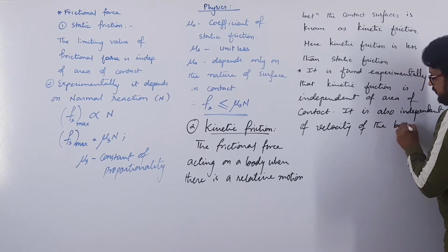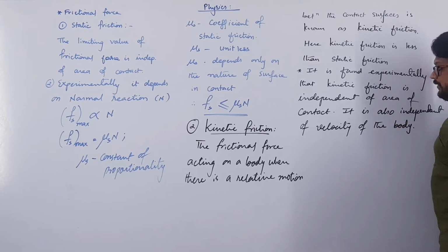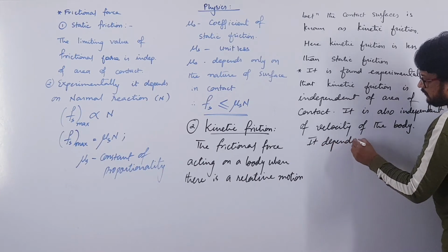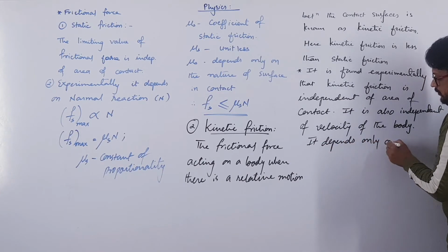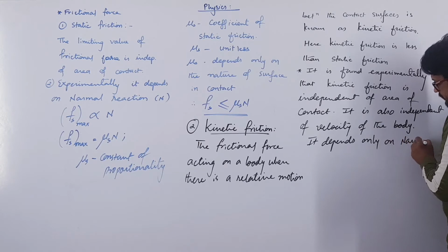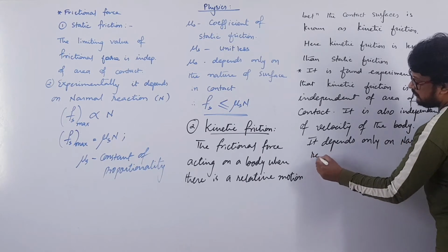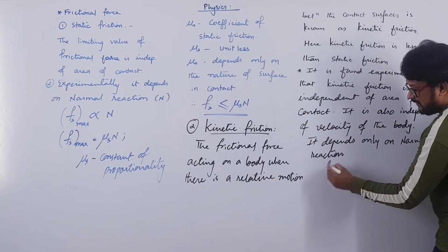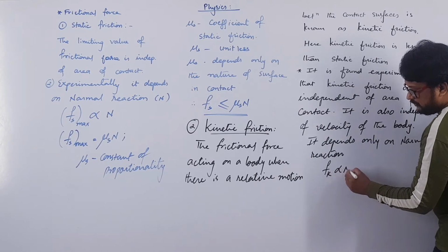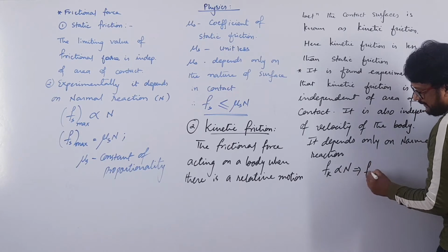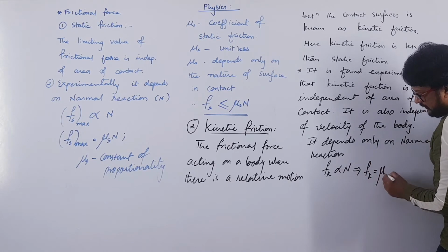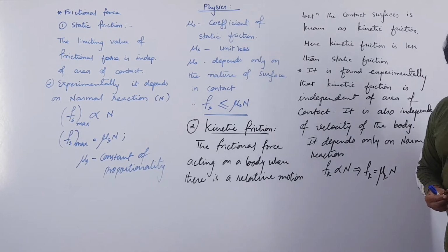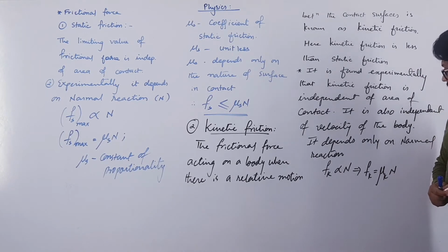It is also independent of the velocity of the body. It depends only on normal, like what we have discussed here, right? So you can say that here kinetic friction is proportional to normal, which means that kinetic friction is equal to mu K n. Right? Kinetic friction is directly proportional to normal, and kinetic friction is equal to mu K n.